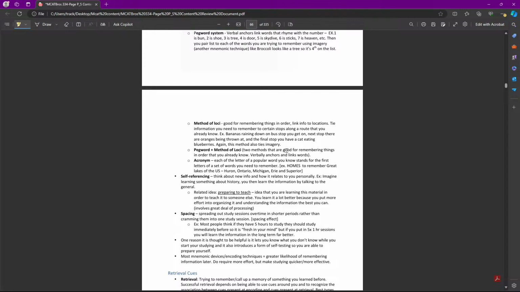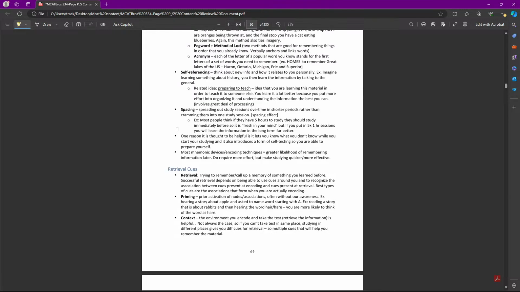Acronyms: each of the letters stands for the first letter of words you know. For example, HOMES equals the different Great Lakes in the US. An acronym that I like to know is SNOWDROP for the different DNA, RNA, and protein blotting tests. Self-referencing: think about new information and how it relates to you personally. So that makes sense.